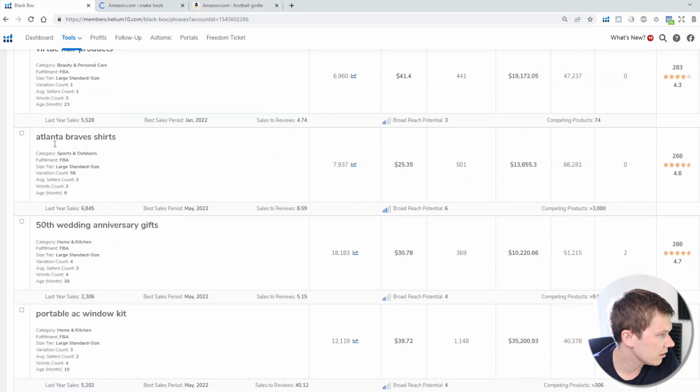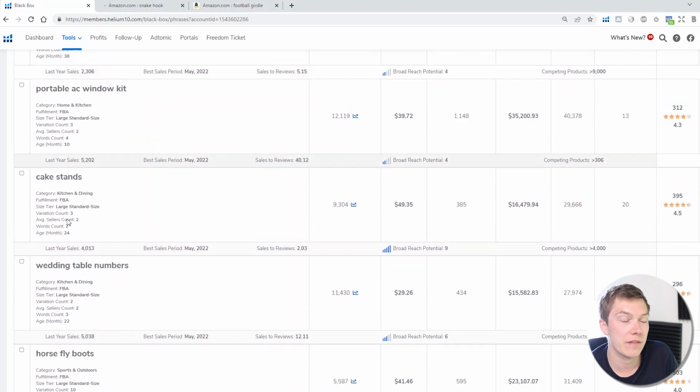If we just keep having a look down, okay, cake stands, that could be of interest. So we can see that we've got 9,000 searches per month. It retails for an average of $50, and sellers are making on average $16,500. So let's have a look at that one.